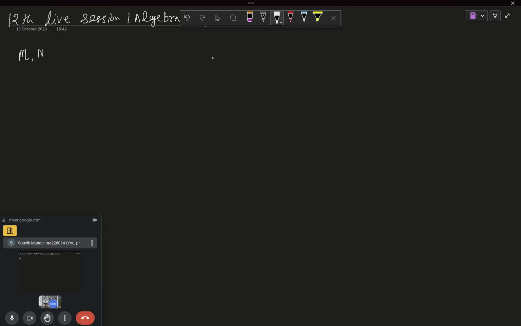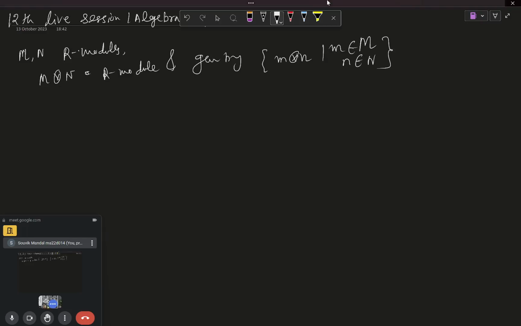Suppose M and N are both R modules. Then we have M tensor N, which is another R module generated by m tensor n, where m belongs to M and n belongs to N. So once again, any element of M tensor N is basically a finite linear combination of the a_i, m_i tensor n_i.